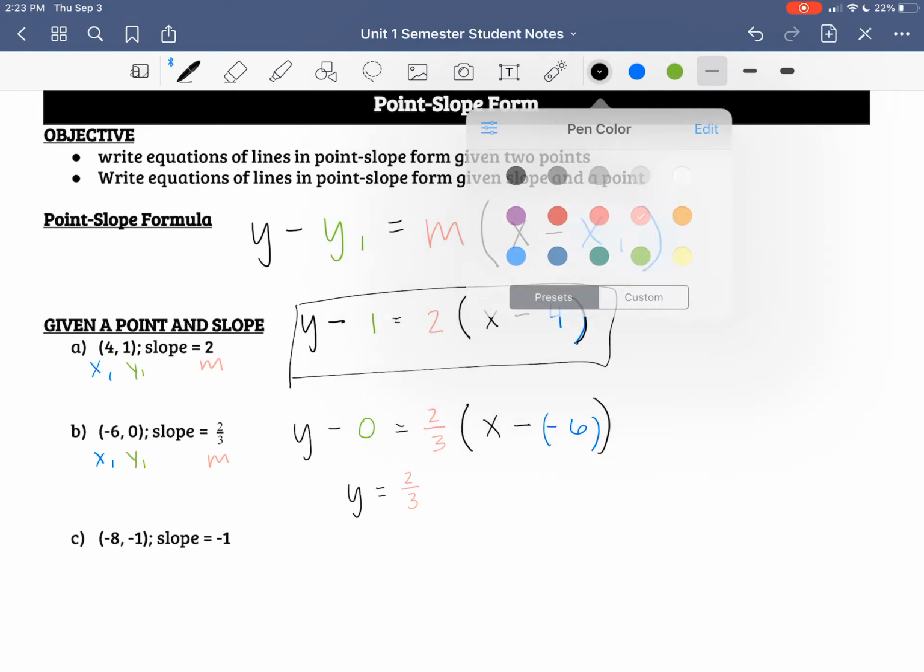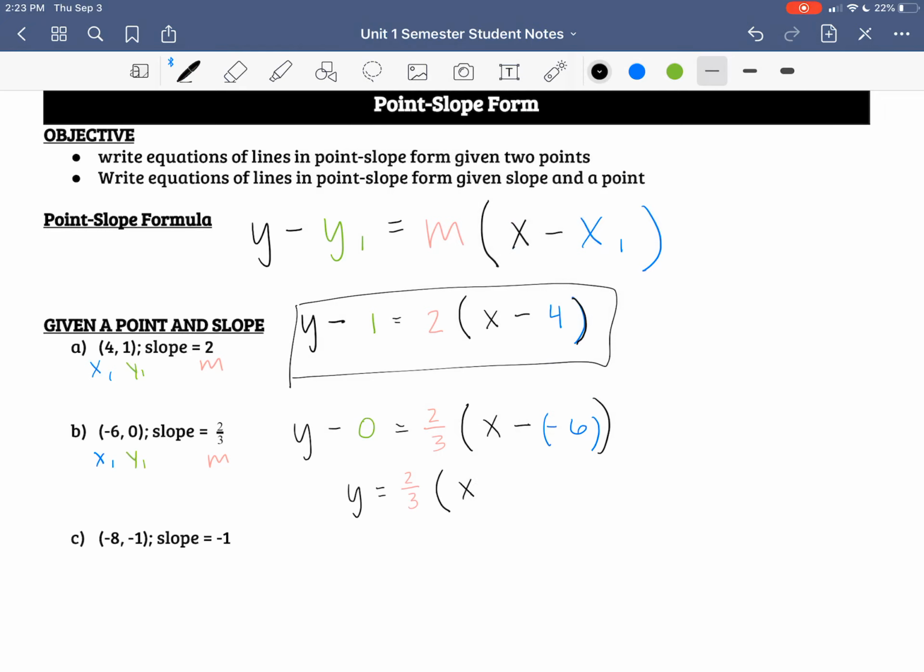I'm just going to clean up inside the parentheses. So instead of writing minus a negative, we know minus a negative is the same thing as adding. I'm going to put a +6 instead. And that is still in point slope form. It's just a little bit neater than it was.